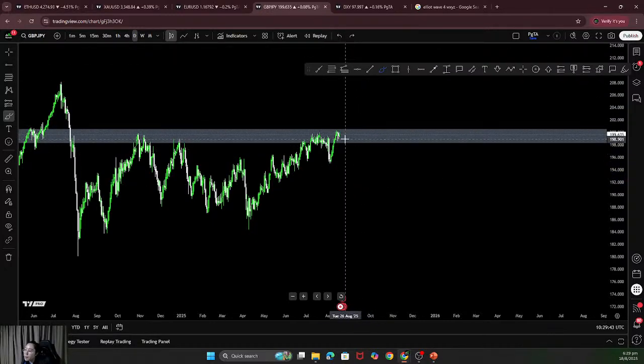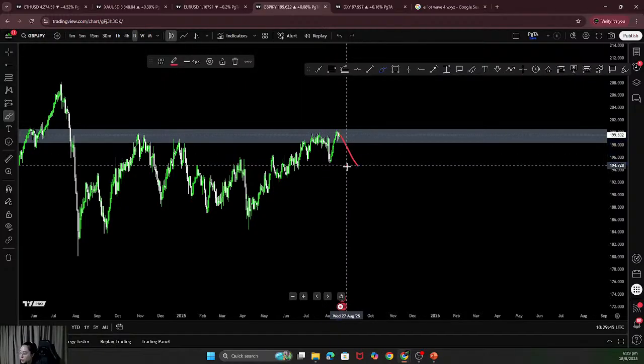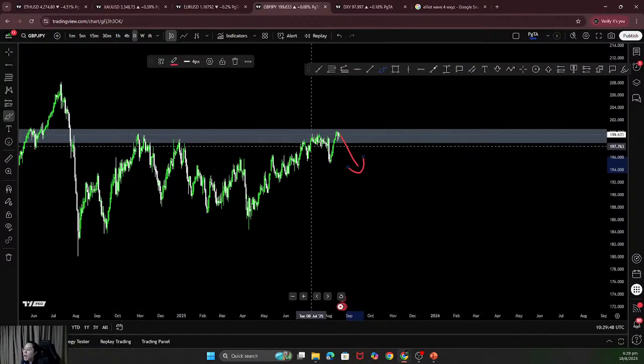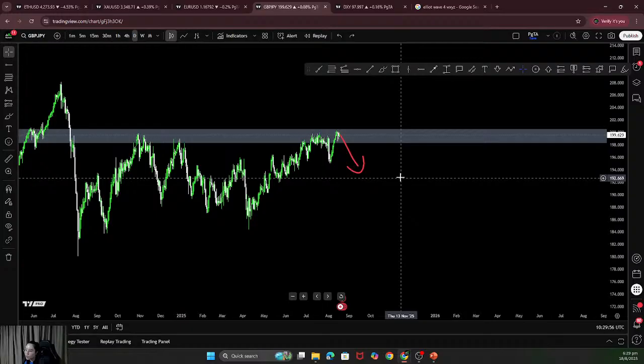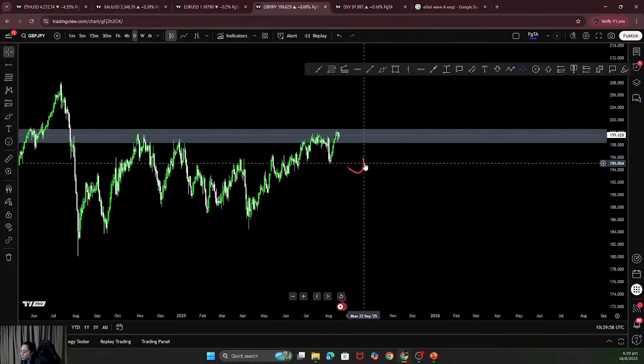So I'm going to assume it's going to reverse now. I know one day it's going to break out. I know for sure it's going to break this zone one day. I'm just hoping that it's not today, not this time.